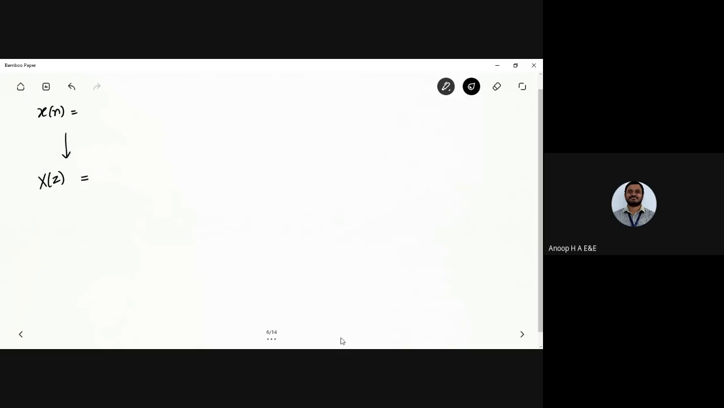So to find x of z, I need to look at the sequence of x of n. That is delta of n plus delta of n minus 1 plus 4 times delta of n minus 2. Now, what is the z transform of delta n? That is 1. Plus what is the z transform of delta of n minus 1 and delta of n minus 2? Can anyone let me know? Yes. z power minus 1 plus 4 z power minus 2. Very good.